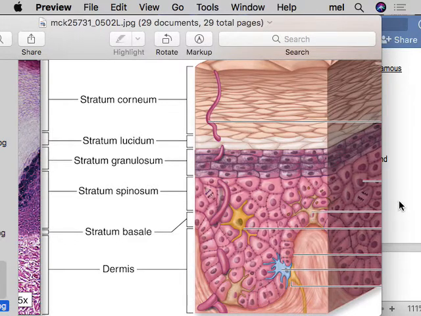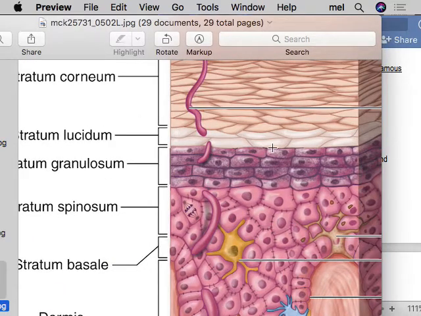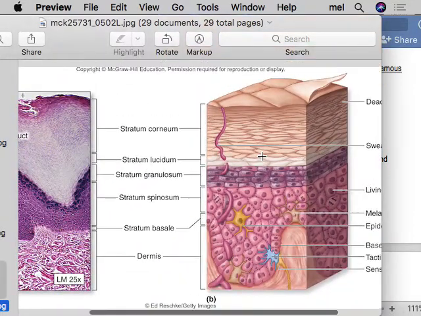Okay. So the stratum spinosum is this layer up here. It's variable in thickness. Okay. And then we move up. This one is called the stratum granulosum because look how grainy the cells look. Good? Okay. This one is called the stratum lucidum. What does lucid mean?